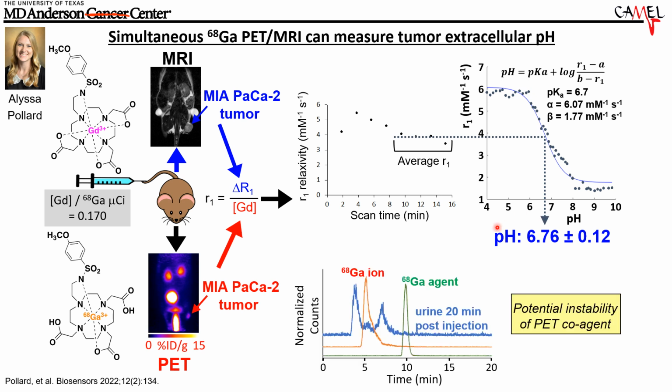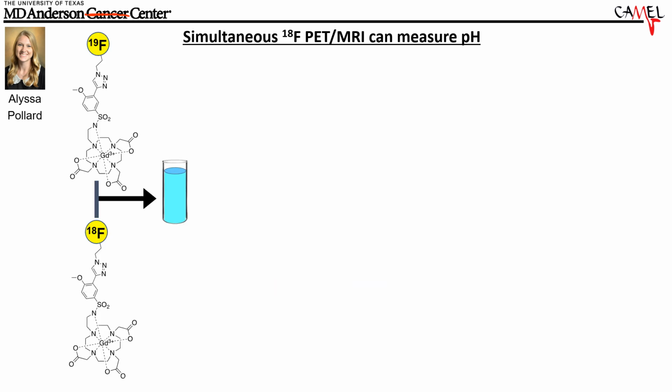value for the tumor. Unfortunately, we do have evidence that the gallium agent is unstable in vivo in this particular formulation, which violates the assumption that the two agents have identical pharmacokinetics and therefore can be compared. So we have switched over to a fluorinated agent, F18, with the gadolinium, and then this F19 atom is not there to perform F19 MRI. Instead, it's there just to ensure the identical pharmacokinetics of these two agents.